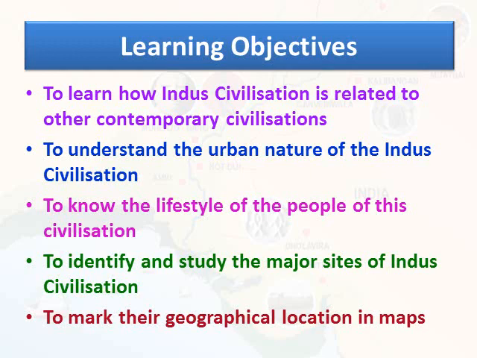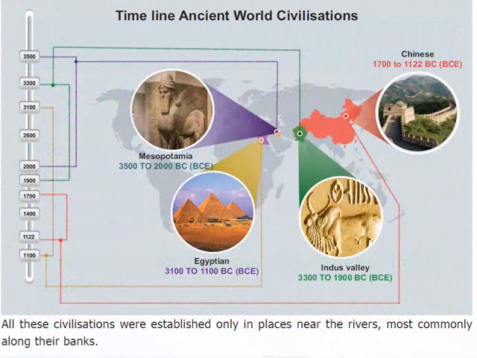Come children. Before going into the lesson, let me give you a brief introduction. The term civilization means the level of development at which people live together peacefully in communities. So what is civilization? It is a level of development. That is, people who are living together as communities.